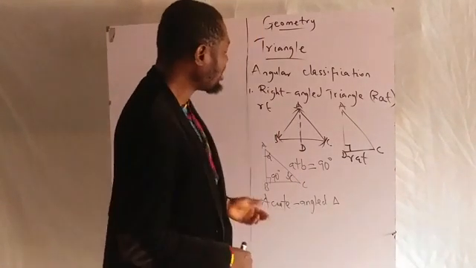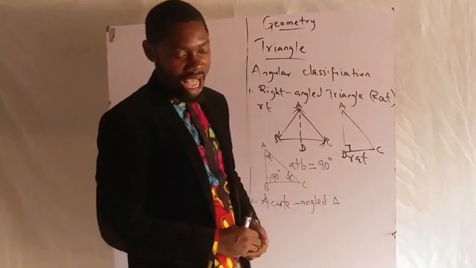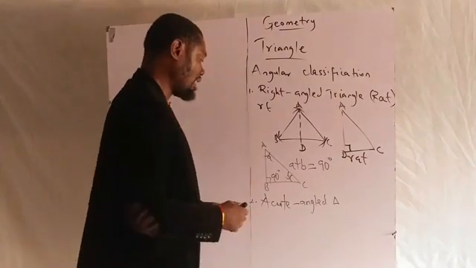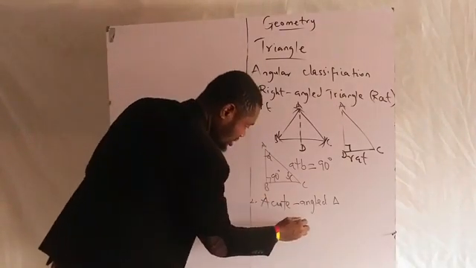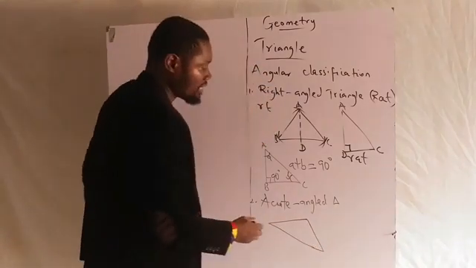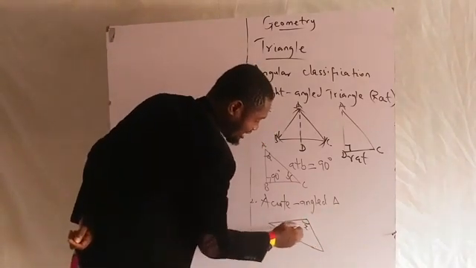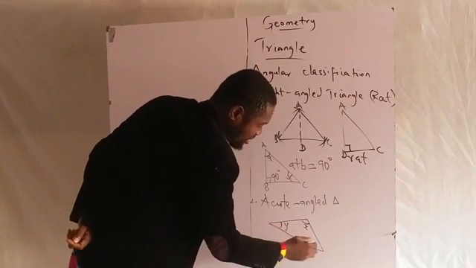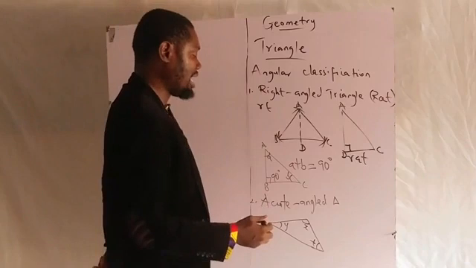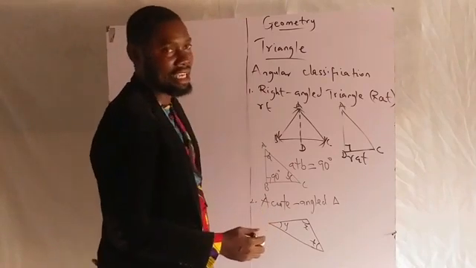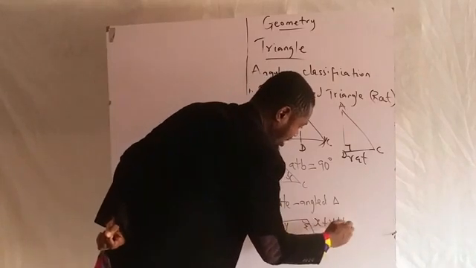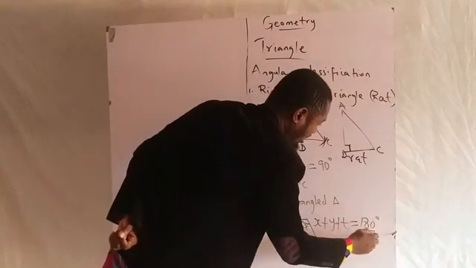But if you add all the angles in it, what you have will be 180 degrees. For example, this is an example of that. Assuming here is my x, here is my y, and here is my t. One of the angles there is less than 90 degrees. But if you add x plus y plus t, you have 180 degrees.